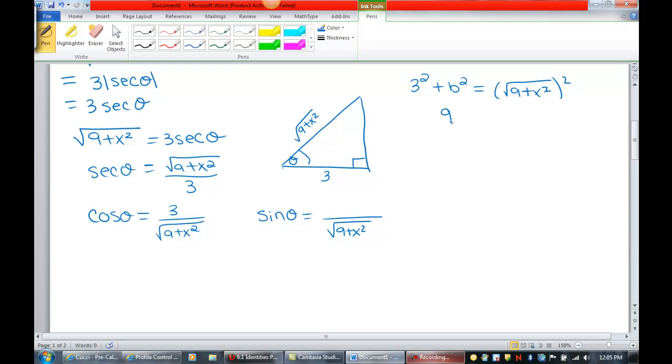Okay. So we get 9 plus b squared equals, when I square a radical, the radical disappears. 9 on each side is going to cancel. B squared equals x squared. Square root. B equals x. So this is going to be x. So now we have sine and cosine.